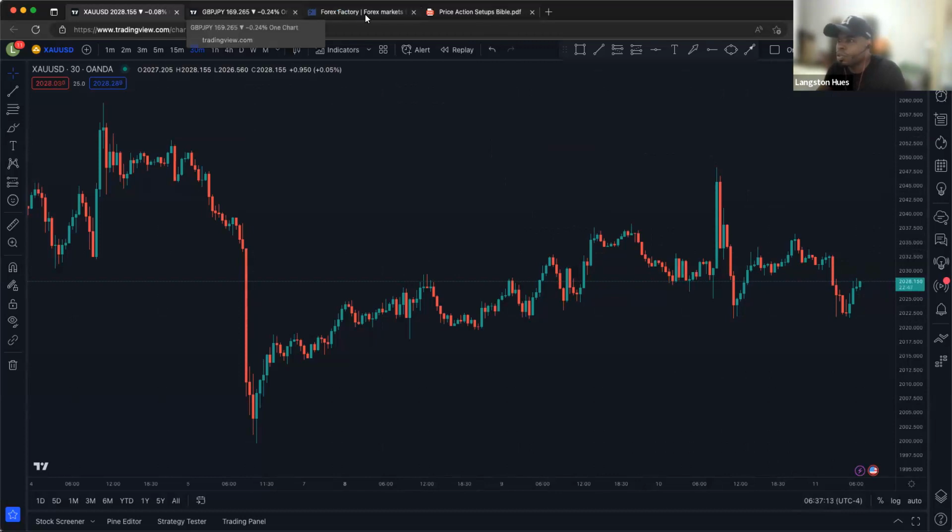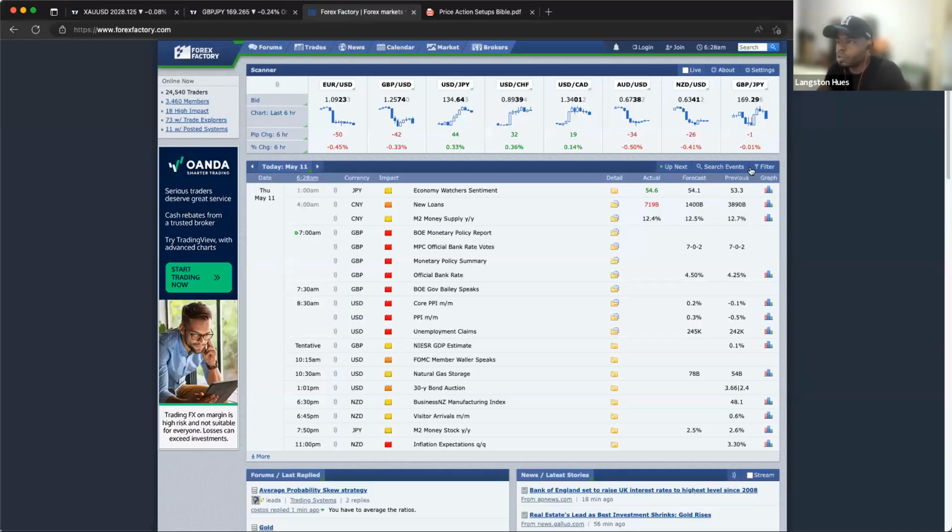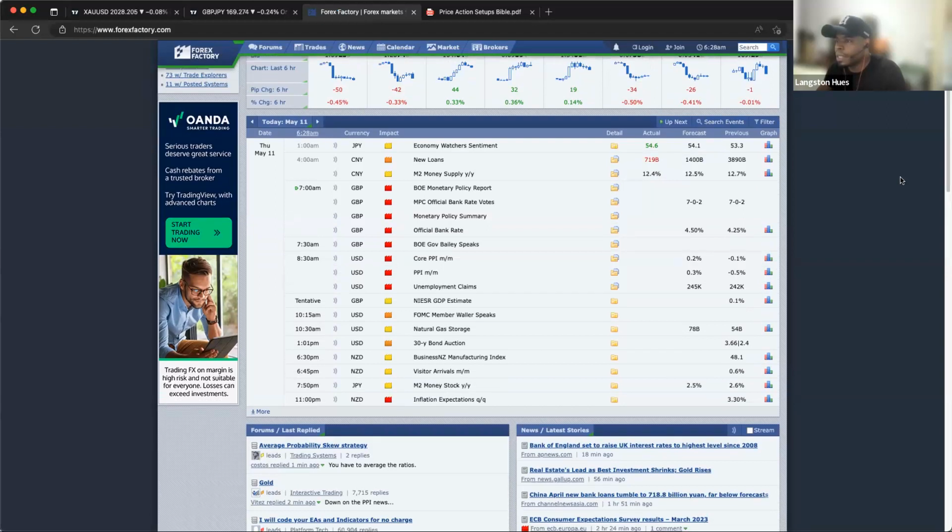The first thing we want to do is come over to our economic calendar. If we look here, we have some news in about 20 minutes on all British pound pairs. Just right here. And then again at 7:30, some major news. These folders are red, so it means major news.